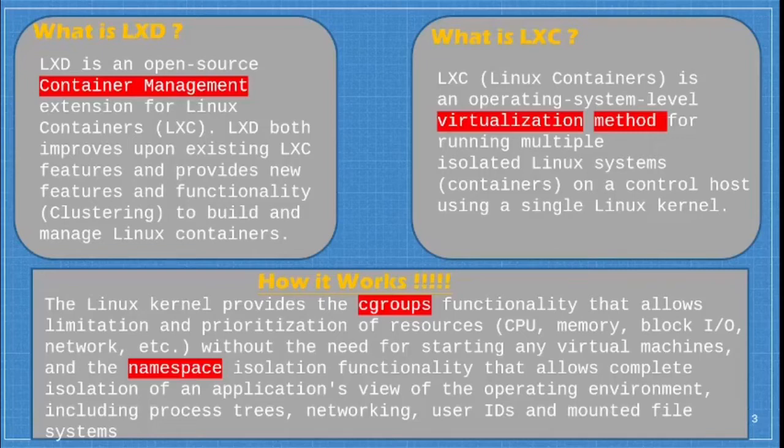You can achieve these things without the need for starting any virtual machines. So LXD acts as lightweight VMs, and the namespace functionality provides isolation that allows complete isolation of an application's view of the operating environment, including process trees, networking, user IDs, and mounted file systems. In that way, LXC achieves virtualization from the Linux kernel.